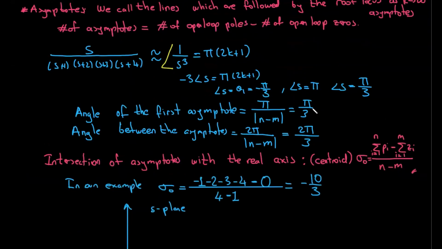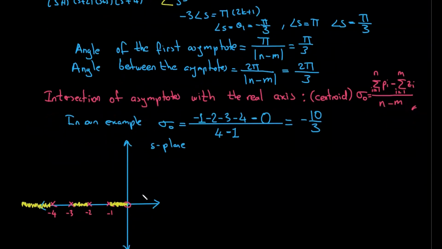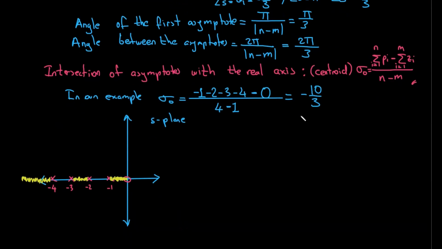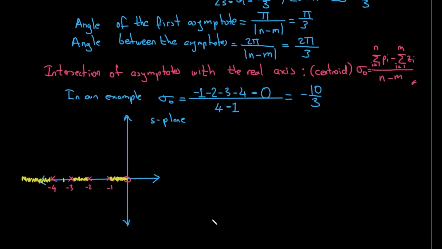So we found them as pi over 3, 2 pi over 3, etc. But where should I plot those asymptotes? I need to find the intersection of the asymptotes with the real axis, okay? And the intersection of the asymptotes with the real axis is -10 over 3 in our example. So it is somewhere over here, it's like -3.3. So it is somewhere over here is the intersection of asymptotes. And I will have asymptotes with angle pi over 3, minus pi over 3, and pi, okay?